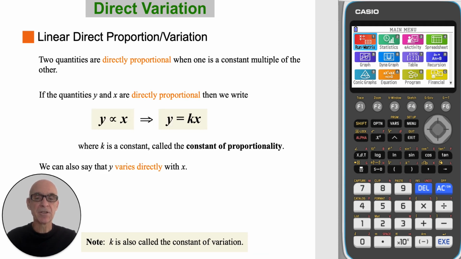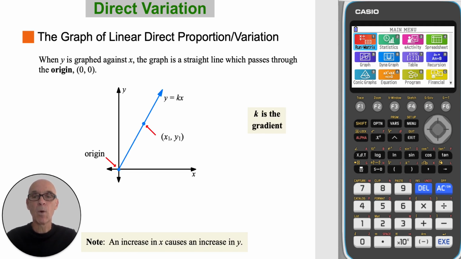This leads to the equation y equals kx, where k is a constant, called the constant of proportionality. We can also say that y varies directly with x, and the constant is also called the constant of variation. When y is graphed against x, the graph is a straight line which passes through the origin. We see that as x increases, y increases, and k is the gradient of the line.